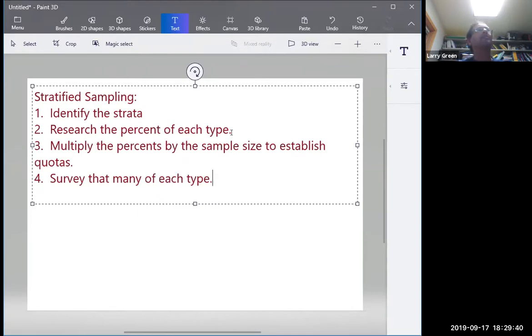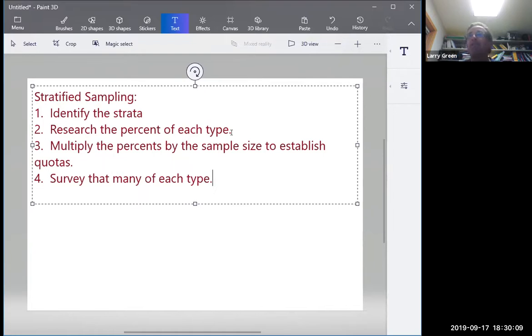Step 4 is definitely the hardest step. Steps 1, 2, and 3 usually take you 10, 15 minutes. Step 4 could take months. Surveying 1,000 people takes a long time. Or it could take a lot of money because you're going to need a team of people to do it if you don't have a lot of time. So that is stratified sampling. Any questions on this?